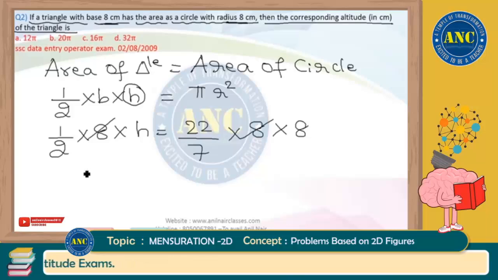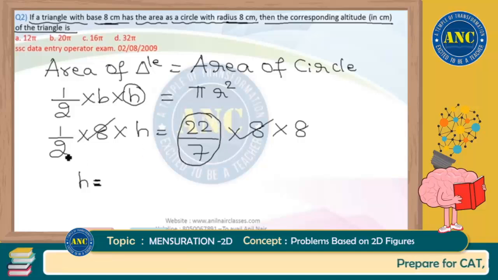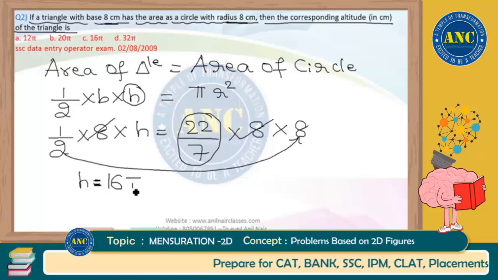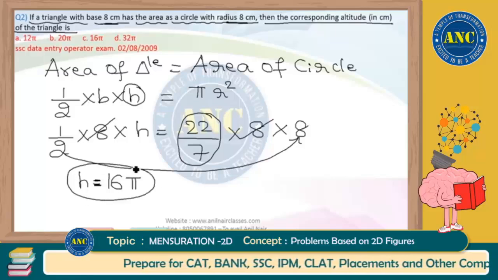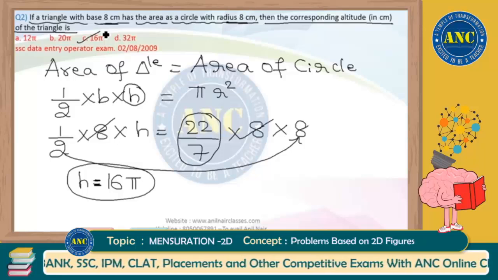Nothing is left to be cancelled, so you can directly write it as h is nothing but equal to, okay, anyway answers are given in terms of pi, right? Please observe the answer options. Every answer option is given in terms of pi, so I will keep this as a pi itself. Cross multiply this 2 with 8, it becomes 2 into 8, 16 pi. Answer for this question is 16 pi, option C. Again a very, very easy question to be solved.